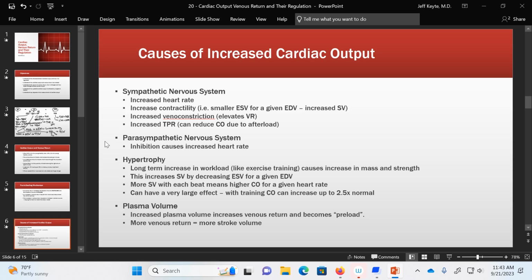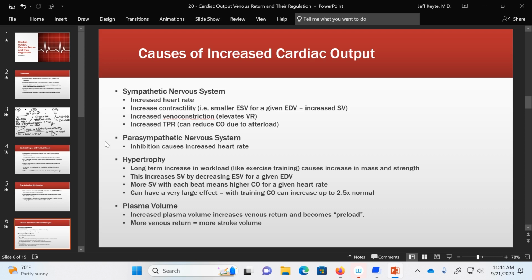So why does that matter? Why does training our cardiovascular system help? It increases stroke volume by decreasing ESV for a given EDV, right? In other words, for a given fullness, a fit heart contracts more completely than a not fit heart does. Okay, it's why very fit folks can have a heart rate of 45 or 50, right? It's because their stroke volume is so high that they don't need much heart rate to create resting cardiac output. So more stroke volume with each beat means a higher cardiac output for a given heart rate. So that can have a big effect.